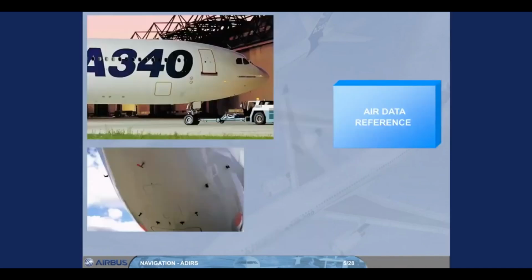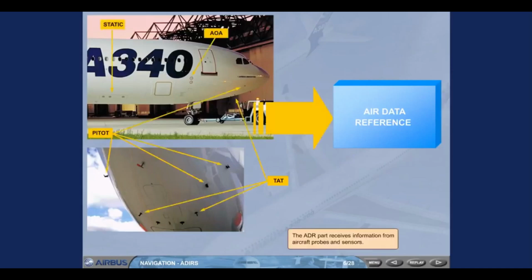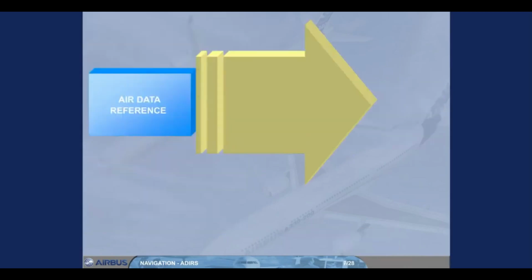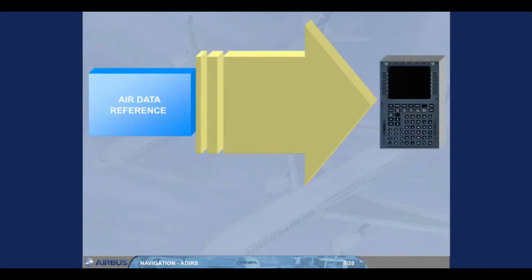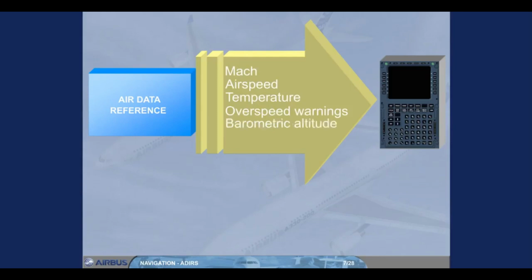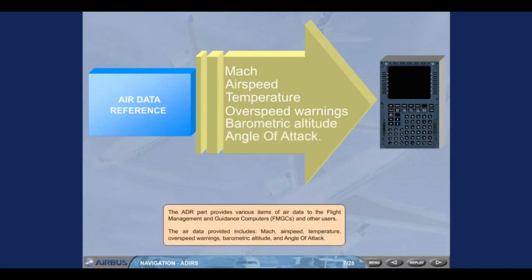The ADR part receives information from aircraft probes and sensors. The ADR part provides various items of air data to the flight management and guidance computers, FMGC, and other users. The air data provided includes Mach, airspeed, temperature, overspeed warnings, barometric altitude, and angle of attack.